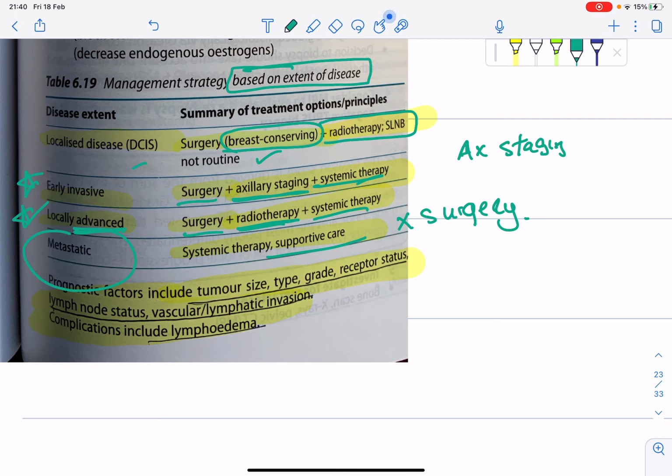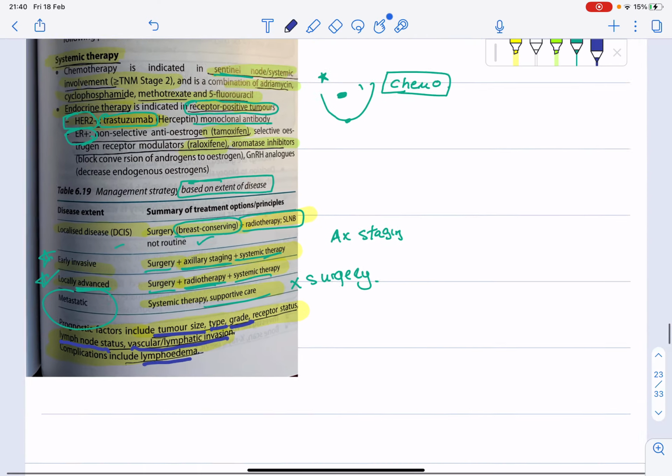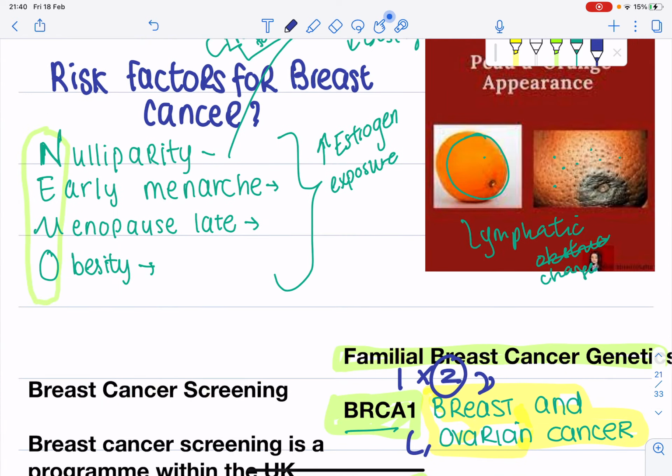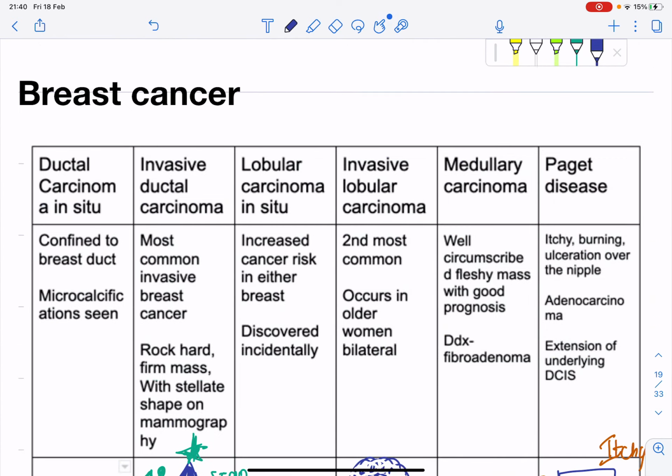Prognostic factors don't just include axillary lymph node involvement, but also the tumor size, the type of the tumor, the grade of the tumor, is there metastasis, is there vascular or lymphatic invasion, is there a specific lymph node status, and complications include lymphedema. We have covered it very thoroughly, but now let's move on to the specific types.